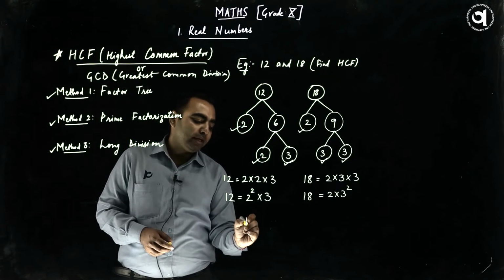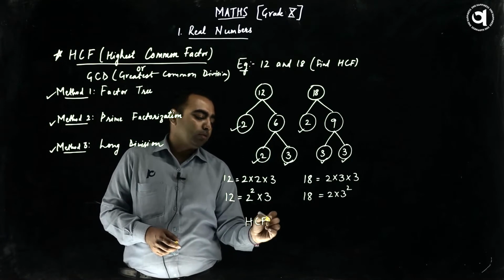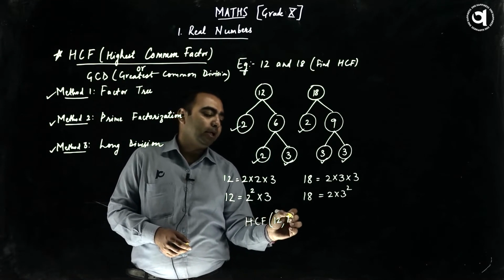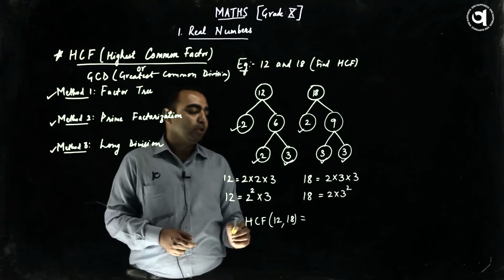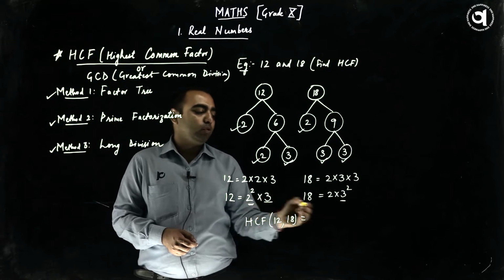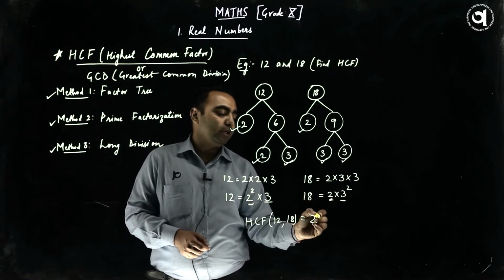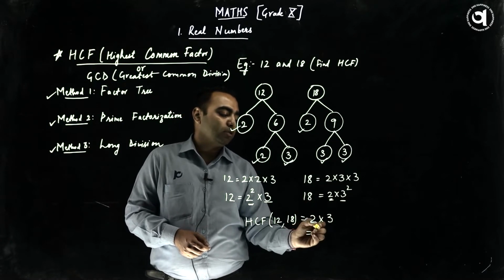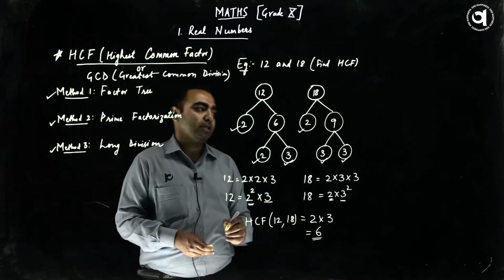Now if you want to find the HCF of the numbers 12 and 18, what is common in both cases? One 3 is common and one 2 is common. So here 1 time 2 and 1 time 3. So the answer for this HCF will be 6.